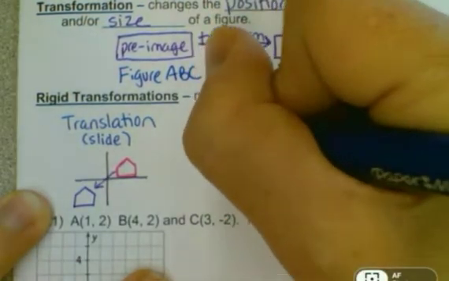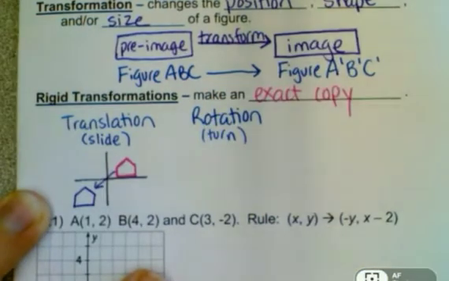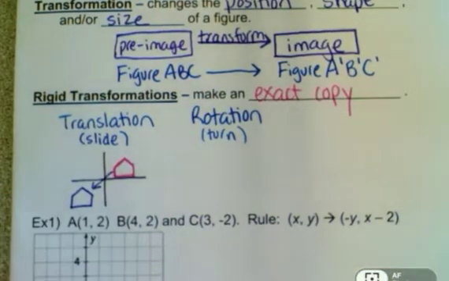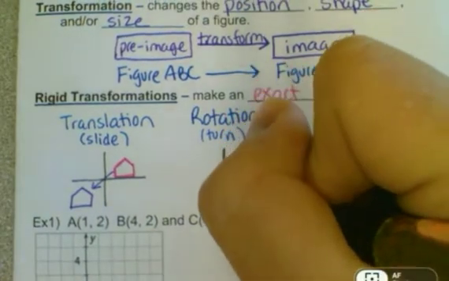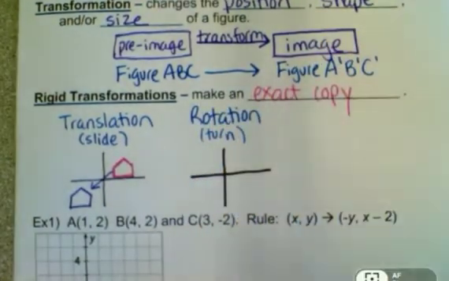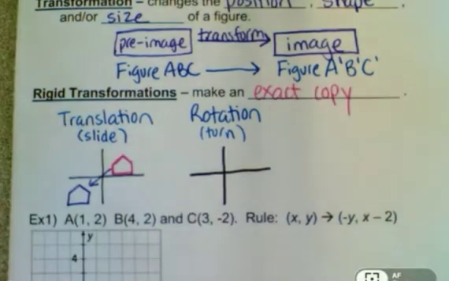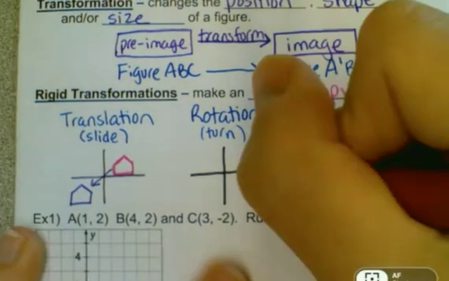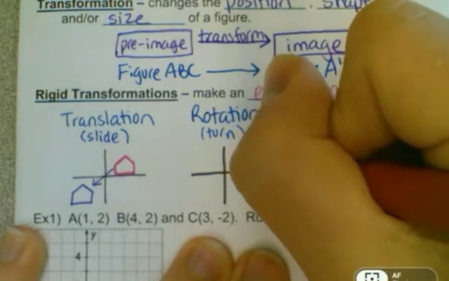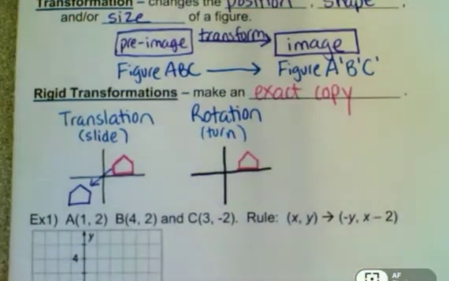And a rotation, more informally, would be called a turn. So let's show a picture of what that might look like. We have an X and a Y axis. And we have, let's make our same little house, our pre-image here. And we could turn it two ways. We can turn it clockwise or counterclockwise.